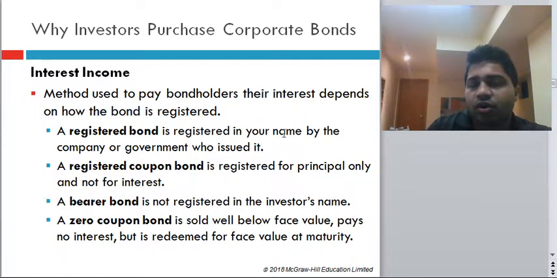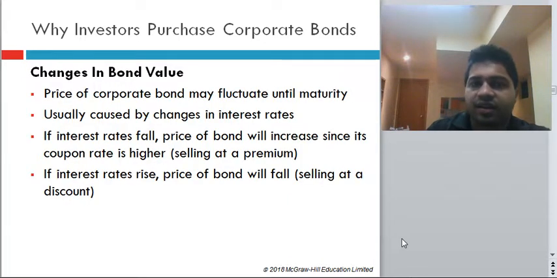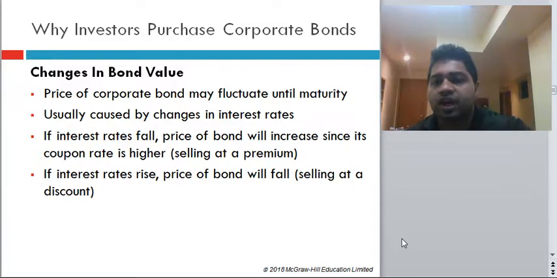A registered bond is registered in the name by the company or government who issued it. A registered coupon bond is registered for principal only and not for coupon. A bearer bond is not registered, so anyone who holds it gets the money. A zero coupon bond is sold well below the face value, pays no interest, but it is redeemed at face value. Now, bond prices are sensitive to interest rates.